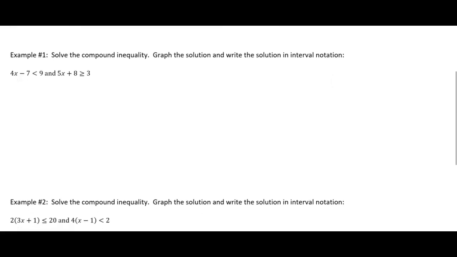Okay, so we'll go to some and statements first, and we'll look at those. It says solve the compound inequality. We're going to graph the solution, and we're going to write the solution in interval notation. So it gives us a chance to review those things as well.